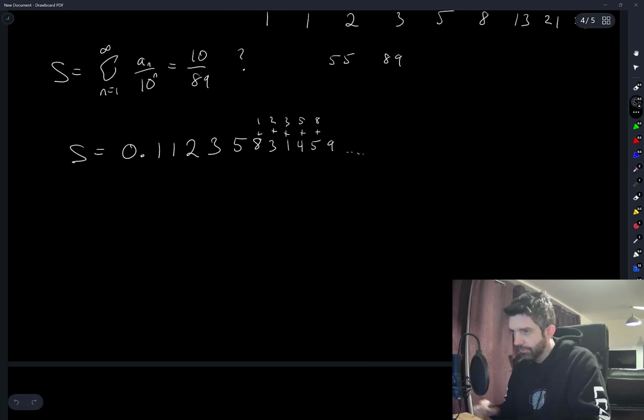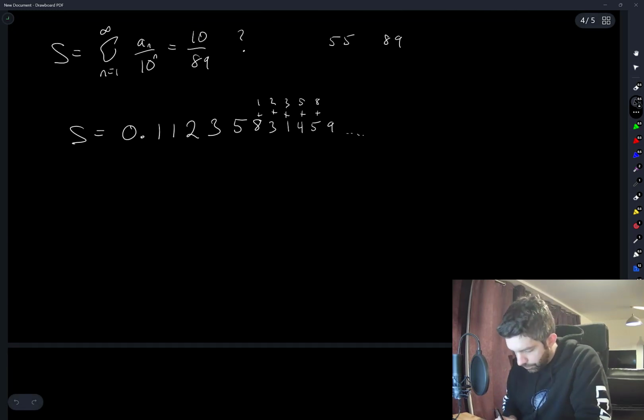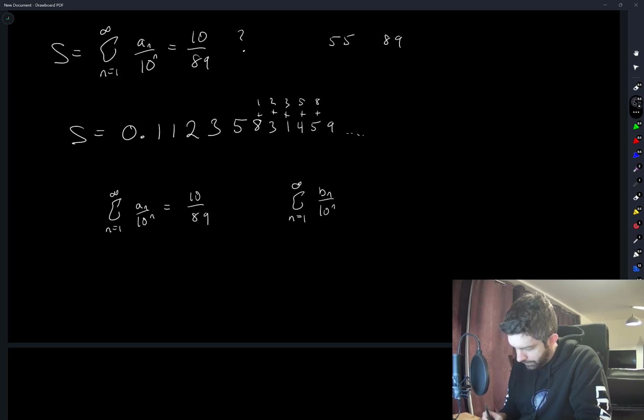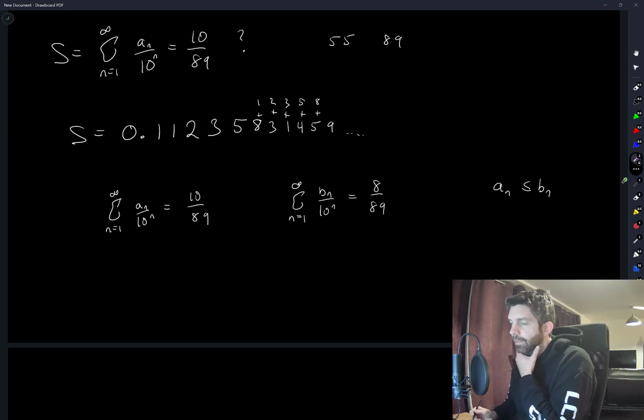But something else that I did notice is that the two options we're looking at here are whether these two sums are equal to a particular rational number or not. So this is the one I was working on just a minute ago. And we also have the sum of bn over 10 to the n is equal to 8 over 89. So these can't both be true. That's for sure, because an is less than or equal to bn for all values of n.